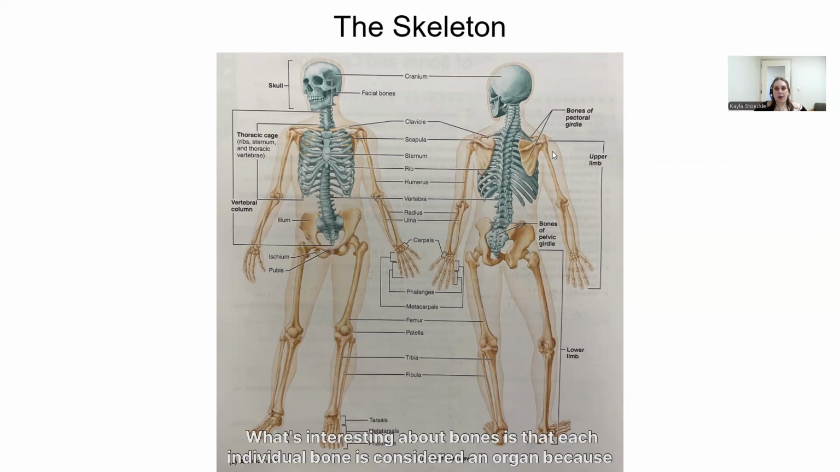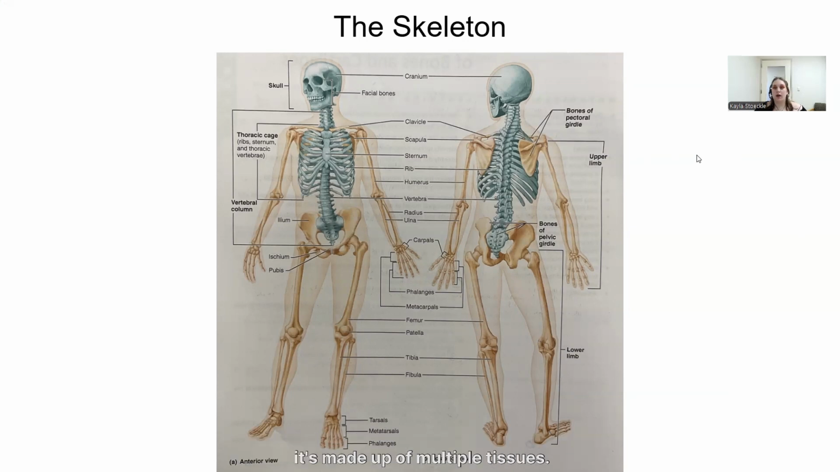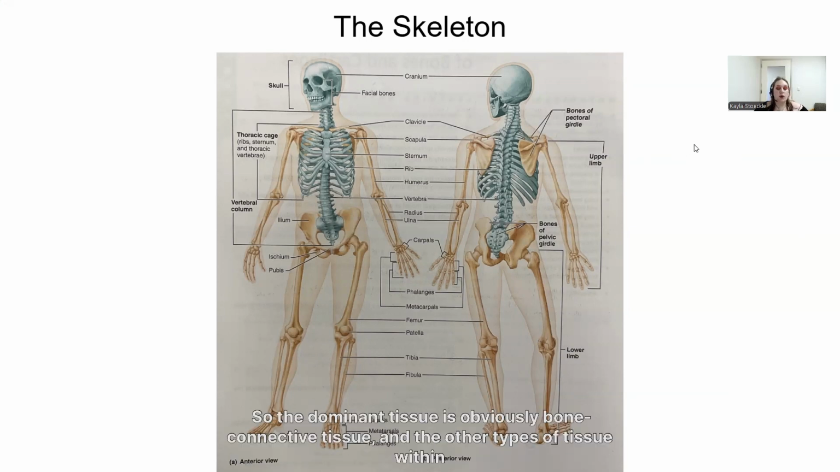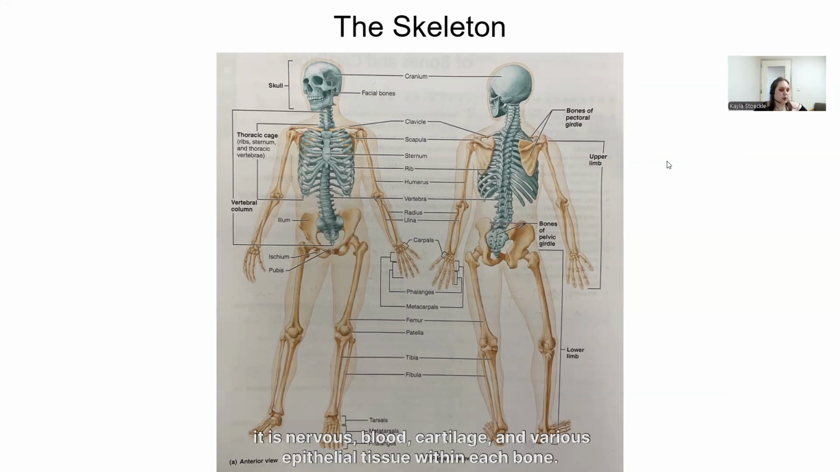What's interesting about bones is that each individual bone is considered an organ because it's made up of multiple tissues. So the dominant tissue is obviously bone connective tissue, and the other types of tissue within it are nervous, blood, cartilage, and various epithelial tissue within each bone.